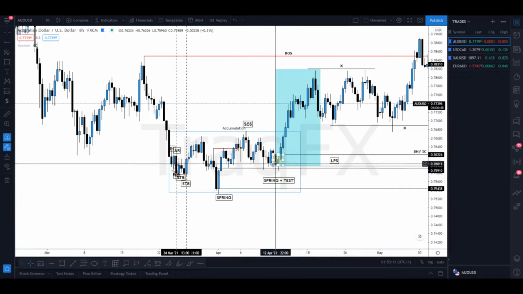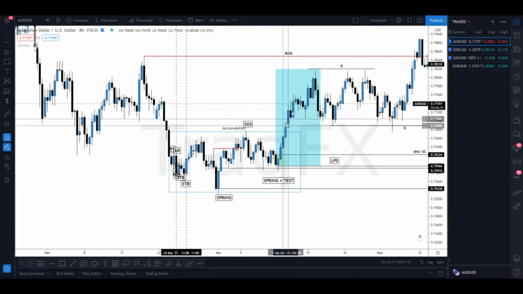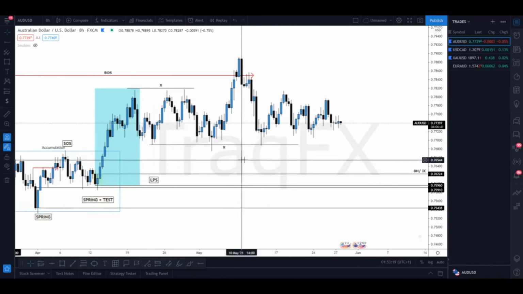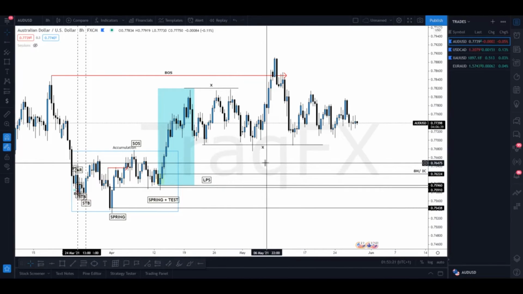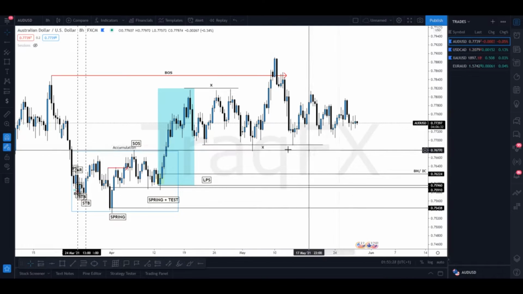This is that last pullback that the market made before an immense, huge push towards the upside, and this is my last point of supply. And now someone might say, okay, how do you actually enter this? It's so simple. You set your limit now. You set your limit at your LPS and just watch what price does.